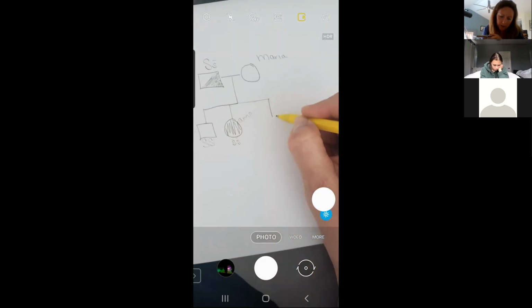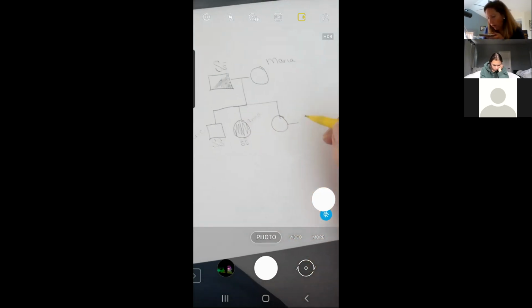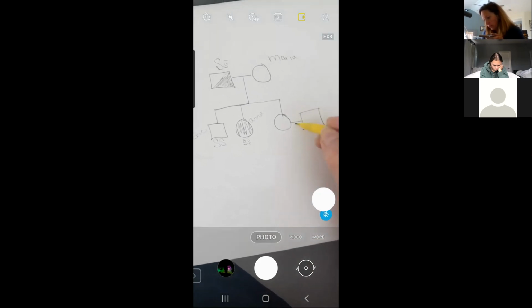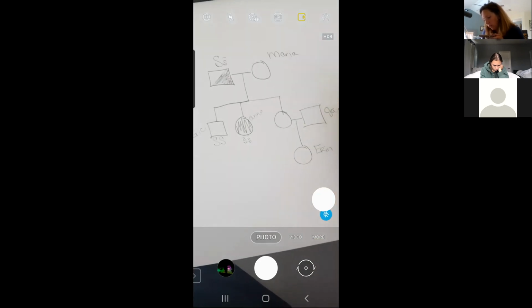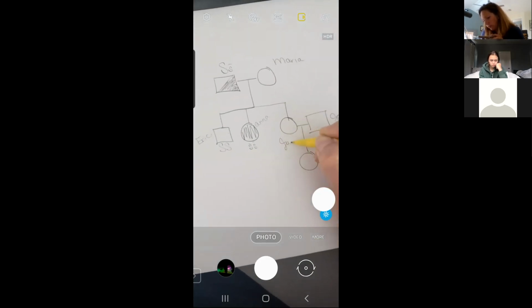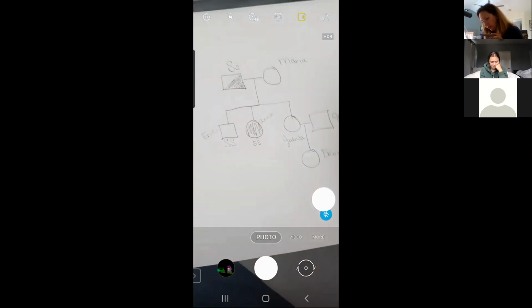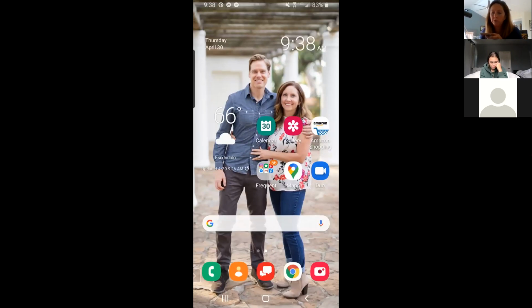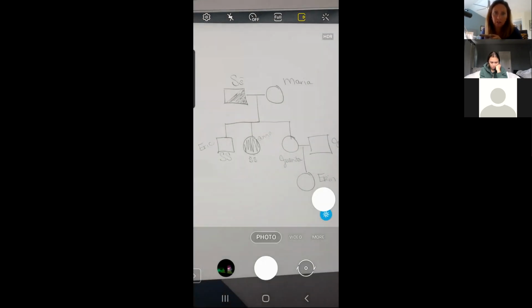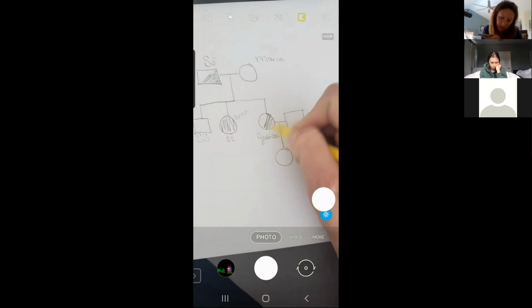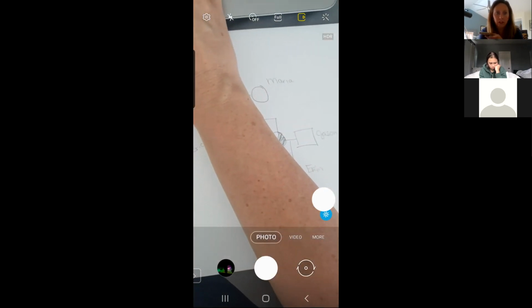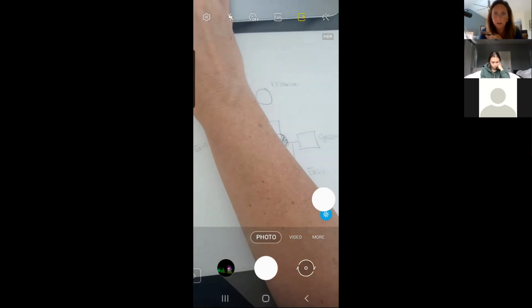And then she has this other sister, Juanita, who is married to Jason, and together they have a daughter, Erin. So Juanita is without the condition, but I believe the gel electrophoresis told us she was heterozygous. Let me verify that that's true. I should have the pedigree. Yes, that's correct.